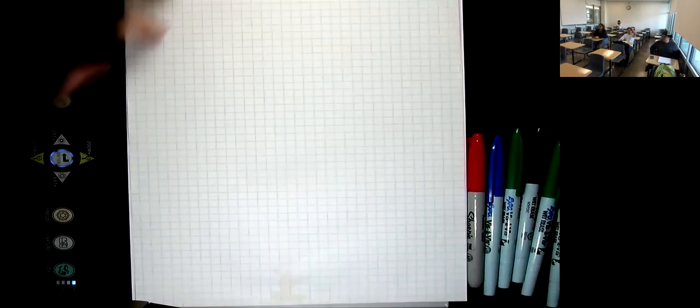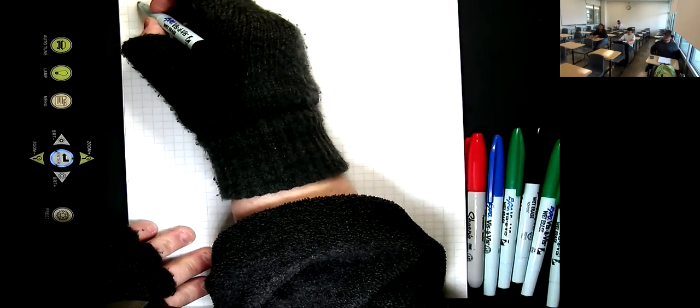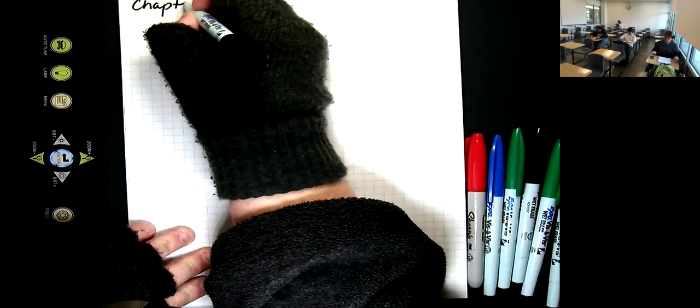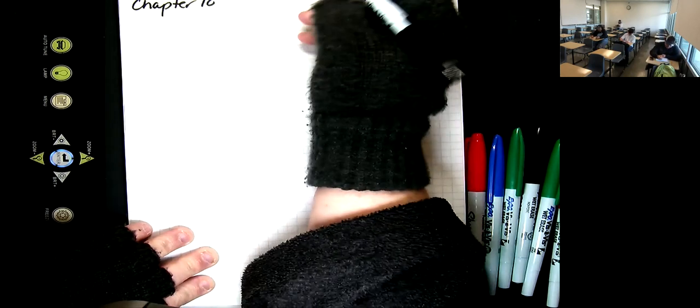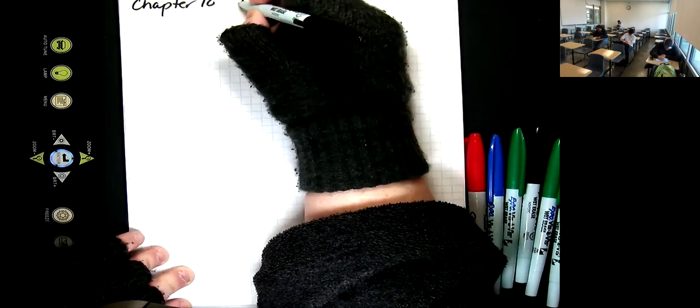All right, chapter 10. Classes are cool. I know I was wearing green glasses for a minute, but I don't want to read. Chapter 10, this is on solving systems of equations.